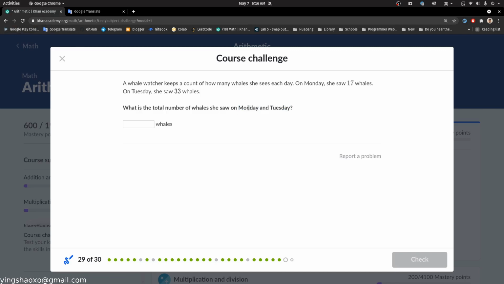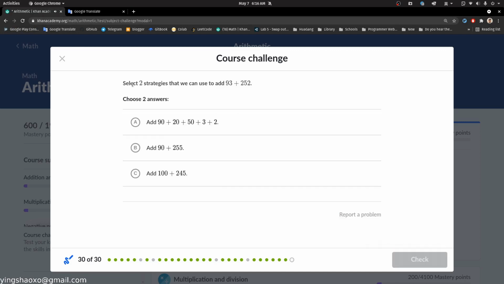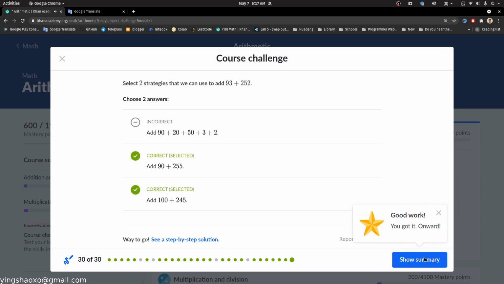And Monday is the first day of the week. Okay, so for this case, let's say 4 plus 1 equals 5. 50 whales. Alright, select 2 strategies that we can use to add these two numbers. First one is 100 plus this, and that's the first one. And the second one is something like this. Okay, let's do a check, and we got it right.